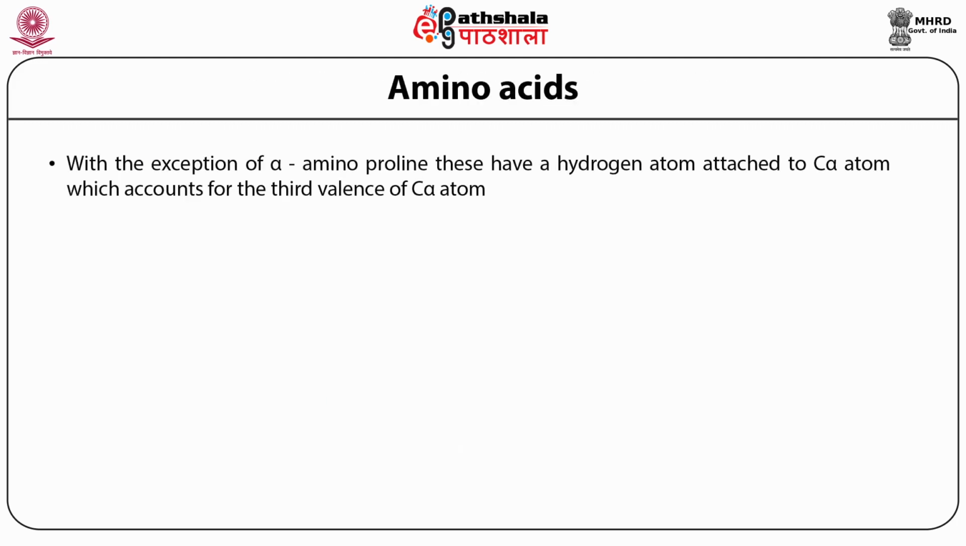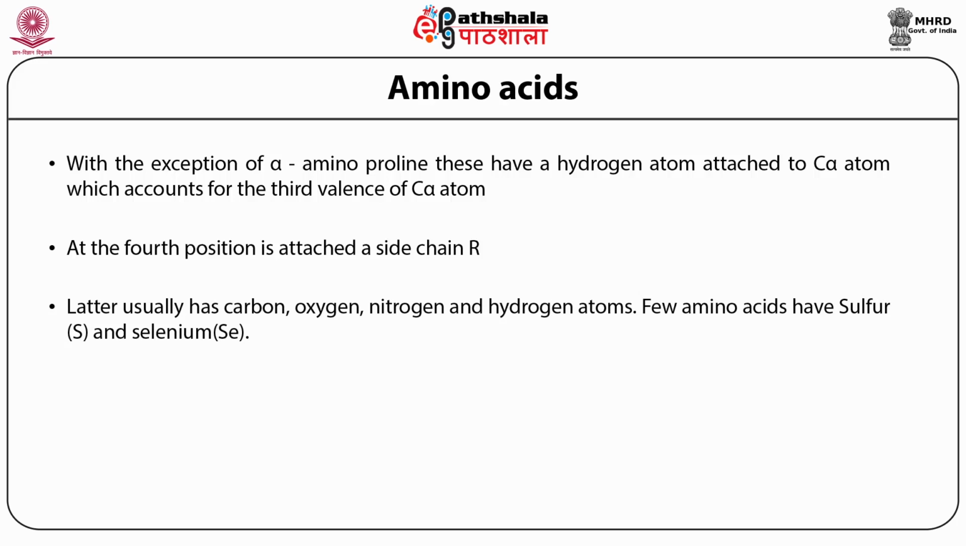With the exception of proline, these have a hydrogen atom attached to the C alpha atom, which accounts for the third valence of the C alpha atom. At the fourth position is attached a side chain R. The latter usually has carbon, oxygen, nitrogen, and hydrogen atoms. There are few exceptions. Some amino acids like cysteine have sulfur, and selenocysteine has selenium.